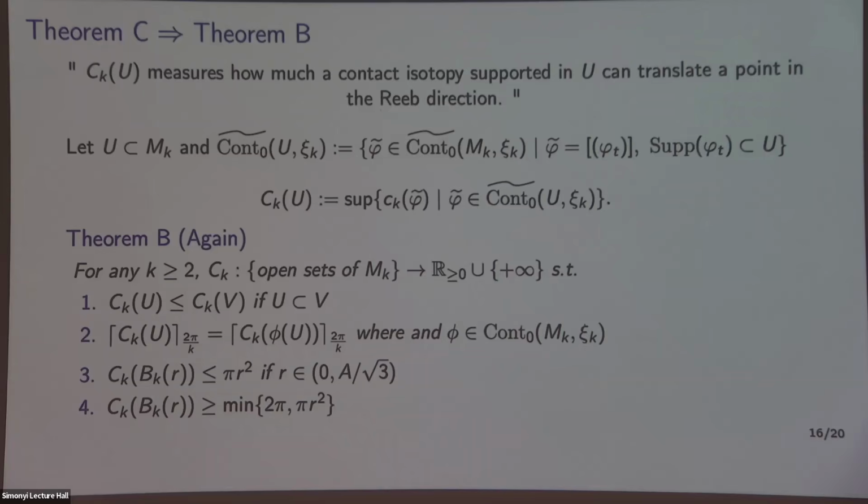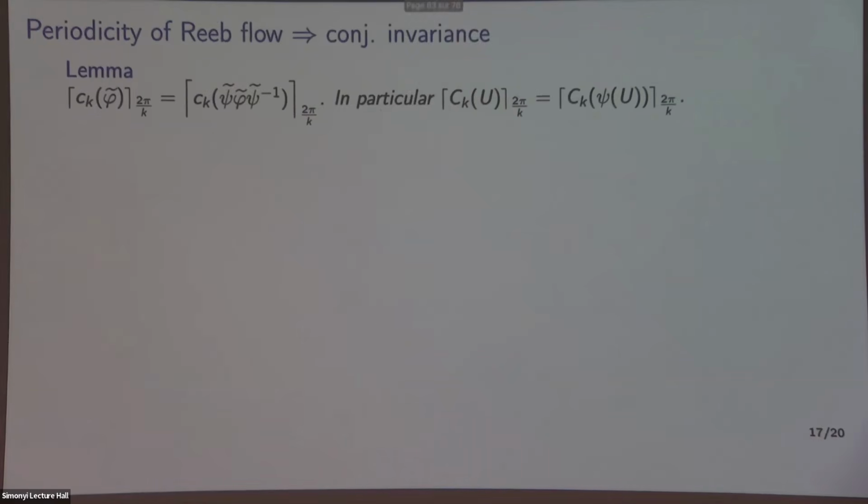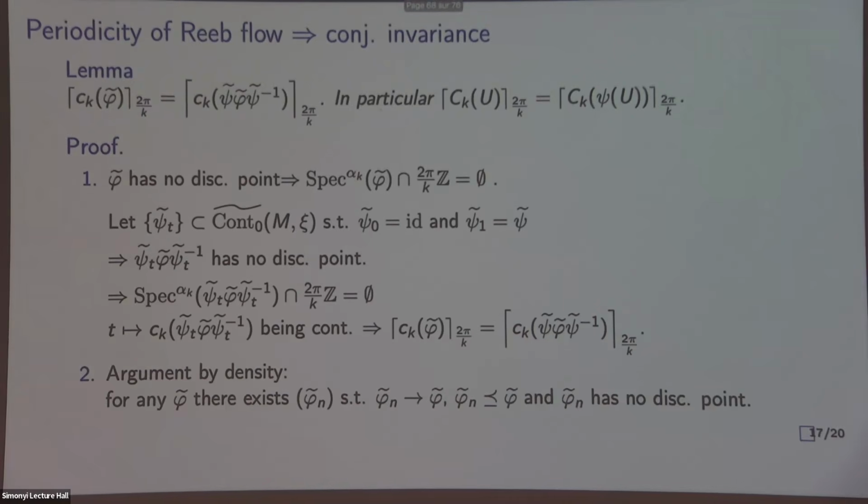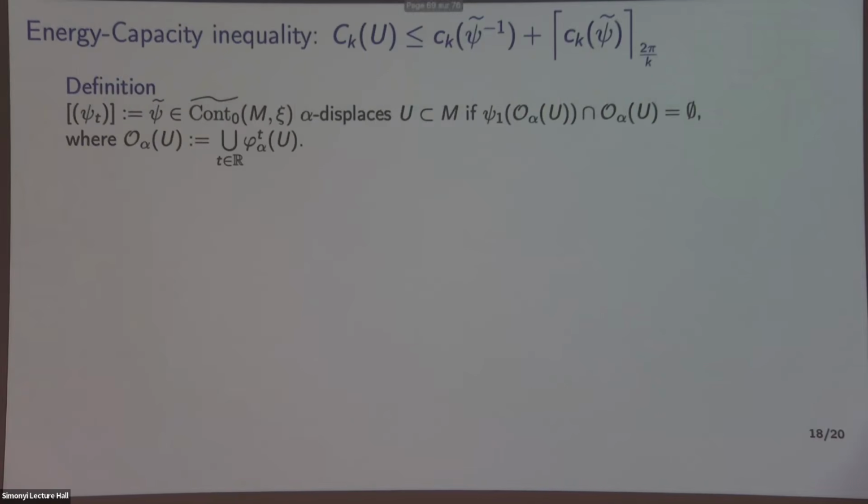So for this one, the fact that the 2π/k integer part is invariant by contactomorphism, it used the fact that the 2π/k integer part of φ tilde is conjugation invariant. And actually the first one who had this kind of lemma was Scheller-Sandon, and it's not very hard, it's a very easy argument, but maybe if you have questions, I can explain.